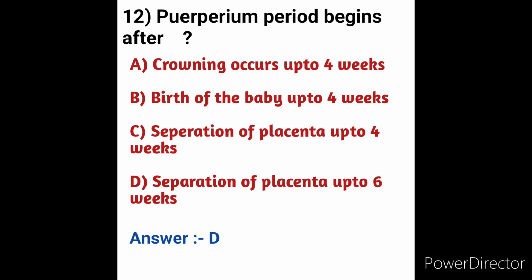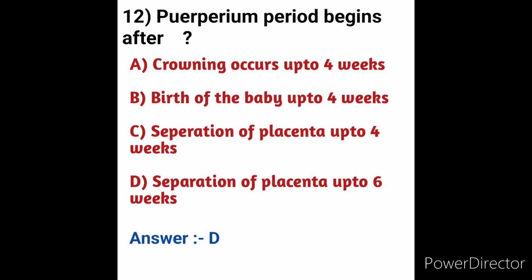Here, what is puerperium? Puerperium is the postnatal period beginning immediately after the birth of a child and extending for about the 6th week. Here option D is the correct answer. Separation of placenta up to 6 weeks is the puerperium period. Option D is the correct answer.